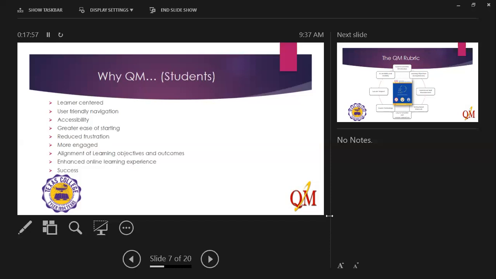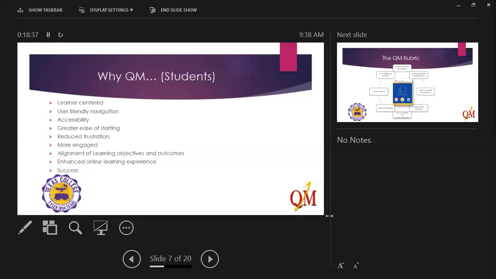As we said a while ago, in as far as QM is concerned, the learning process is learner-centered, student-centered. So when you design your course following QM standards and norms, it's all about the student, the learner. It's not about you displaying your know-how. That is not to mean that you're not qualified. No, it's about you ensuring that at the end of the semester or the term, the student has a lot more to take away from your course.